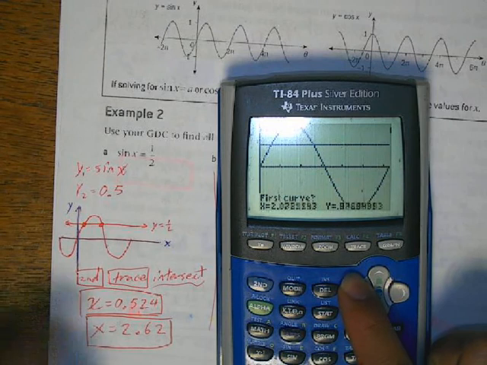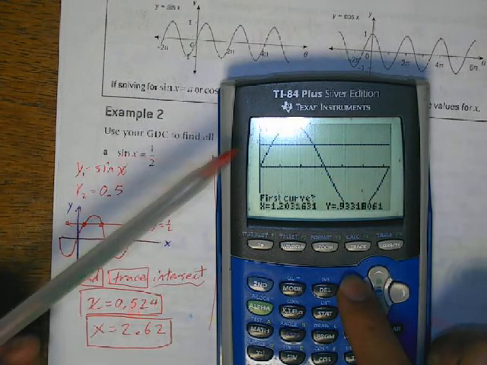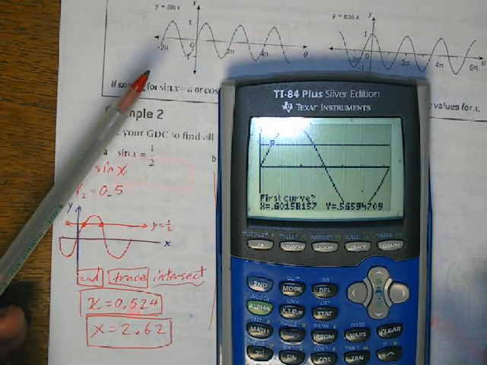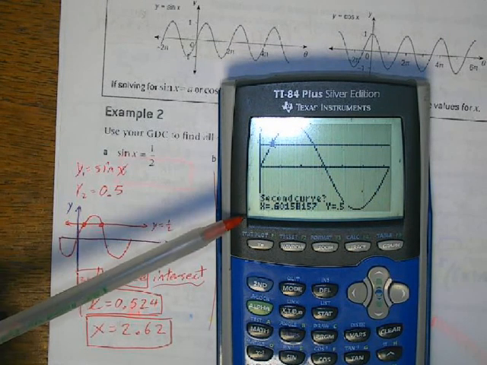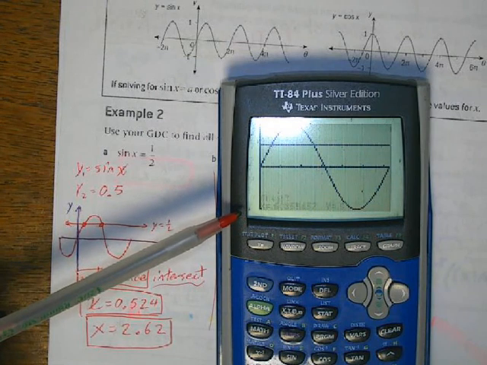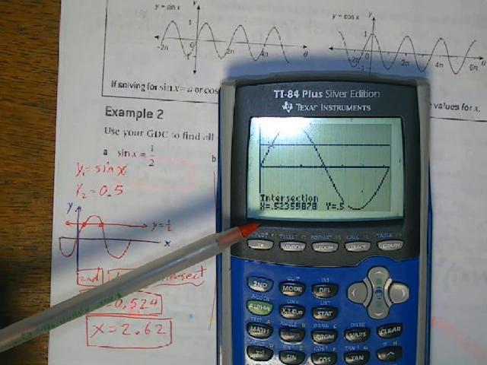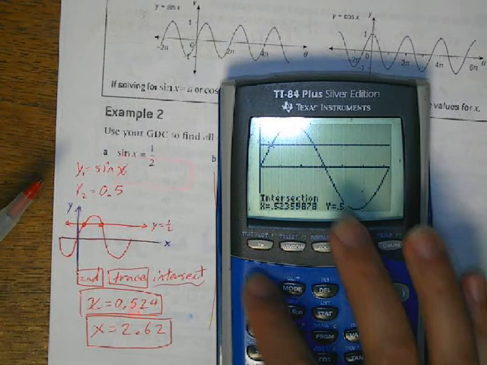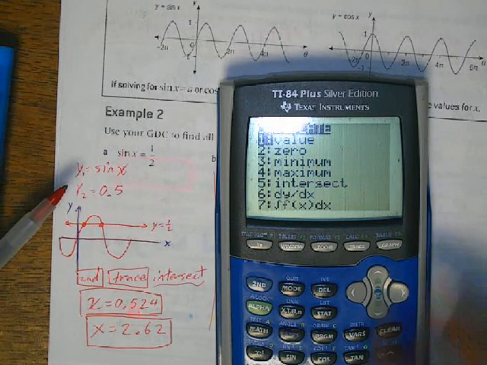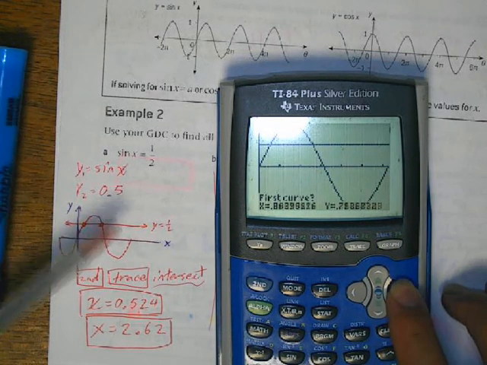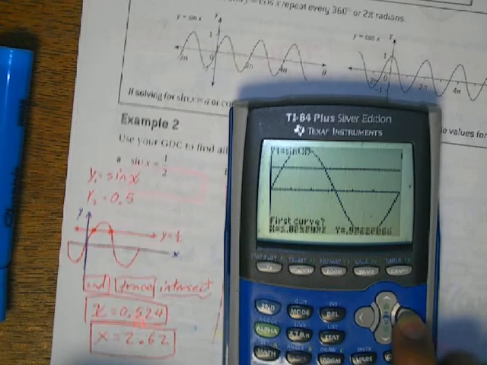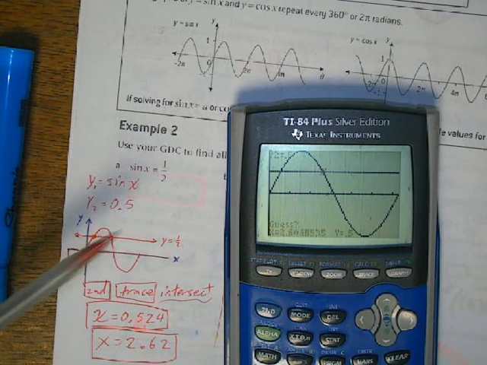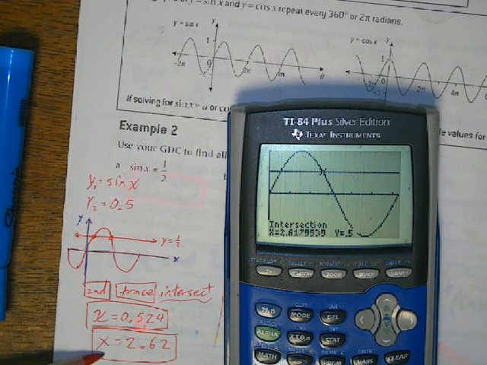We're going to have two answers. I'm moving the x close to the intersection, and then I hit enter, enter again. It says guess. I hit enter again, and it tells me the intersection is 0.523. I do the same process again: second trace, 5 for intersect, arrow closer over to it. There it is. Enter, enter, enter, and I get the other answer, 2.61.